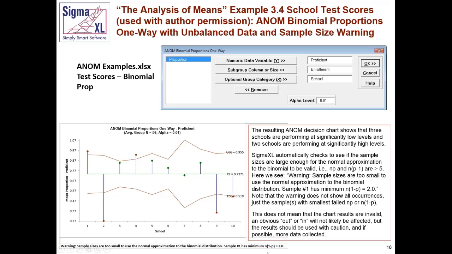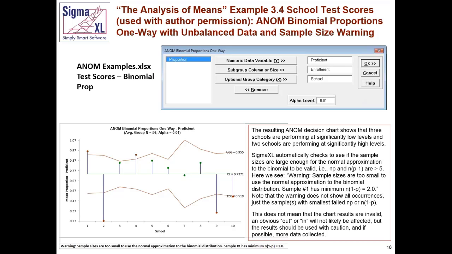But in this case, sample number 1 has n1 minus p equal to 2, so it's just cautioning you on the results. Typically, the results will still be valid, but it is something that you need to take into consideration when you're interpreting the Anom charts.